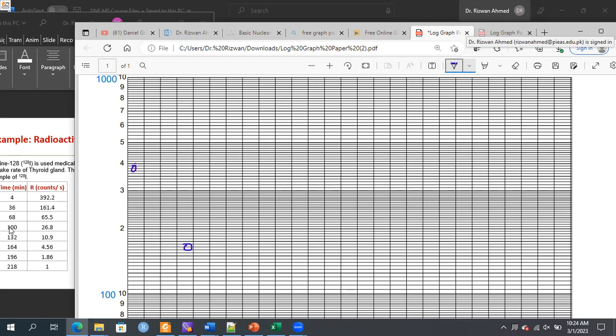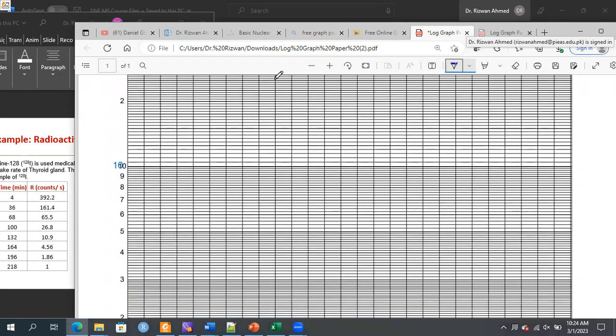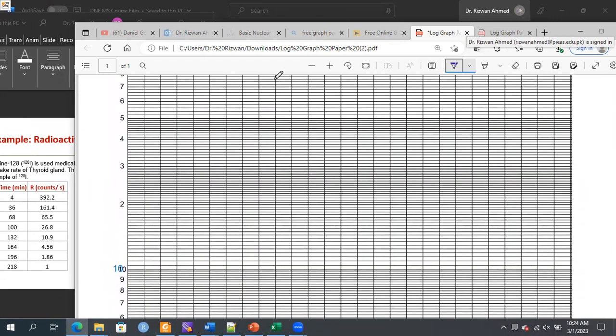Then I plot the point 100 and 26.8. So 100 is one larger division. The 100 line on the x-axis, and this is 10 on the vertical axis. This is 26.8. So it is 20, it is 30. So above the 1/3, no, 2/3, right? It is 26.8. So I plot this point somewhere. Okay, right?